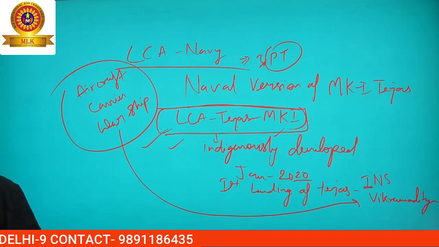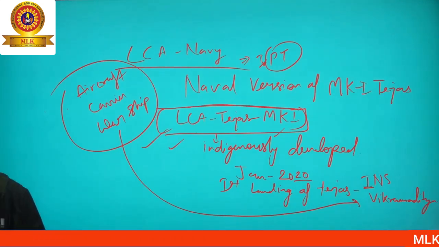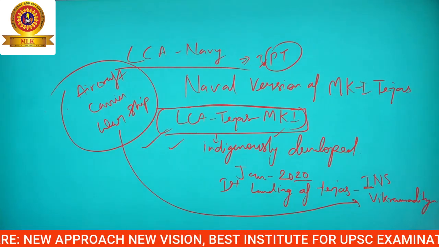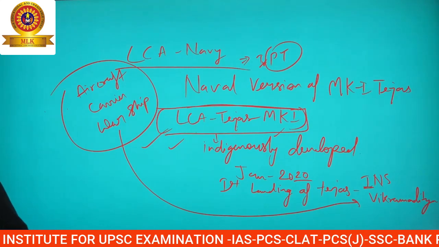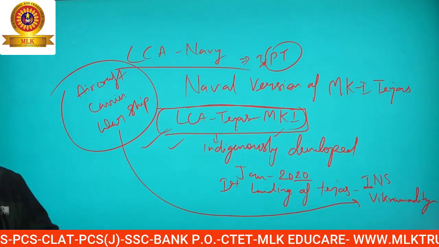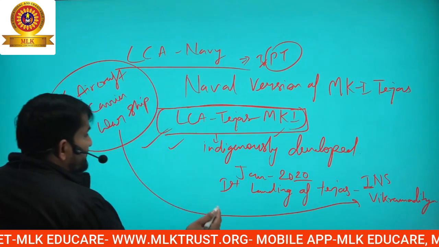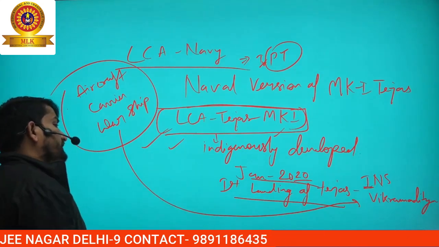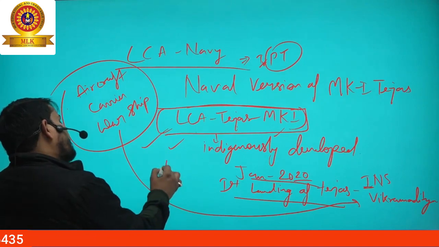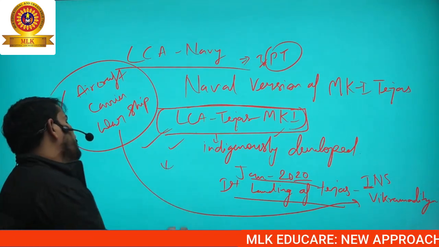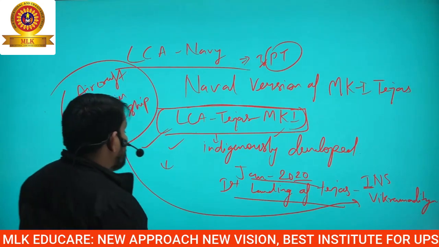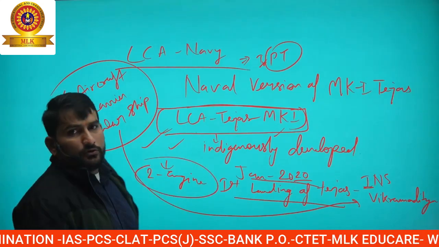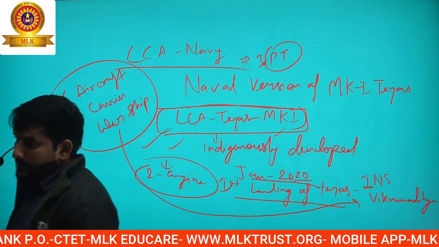Now we will discuss the LCA Navy. The LCA Navy successful landing will now pave the way to develop and manufacture the twin engine deck based fighter for the Indian Navy. Actually, the successful landing of the Indian Navy version of the Tejas on the INS Vikramaditya is providing the way, so now we will consider developing the double engine, or you can say the twin engine Tejas, for the Indian Navy.